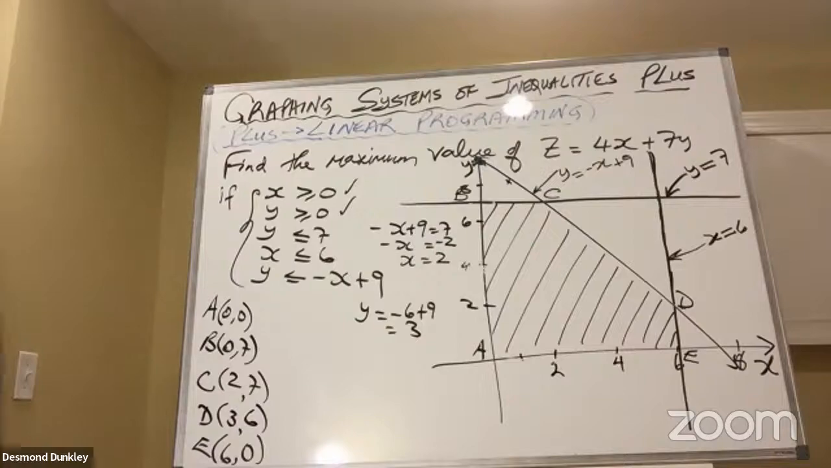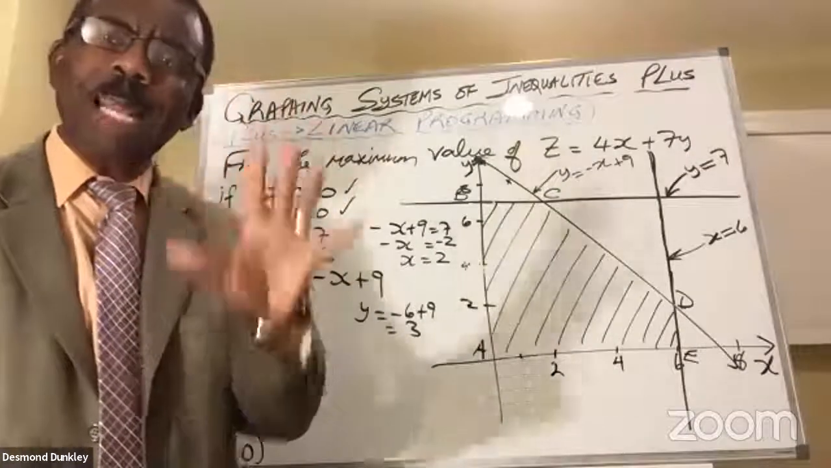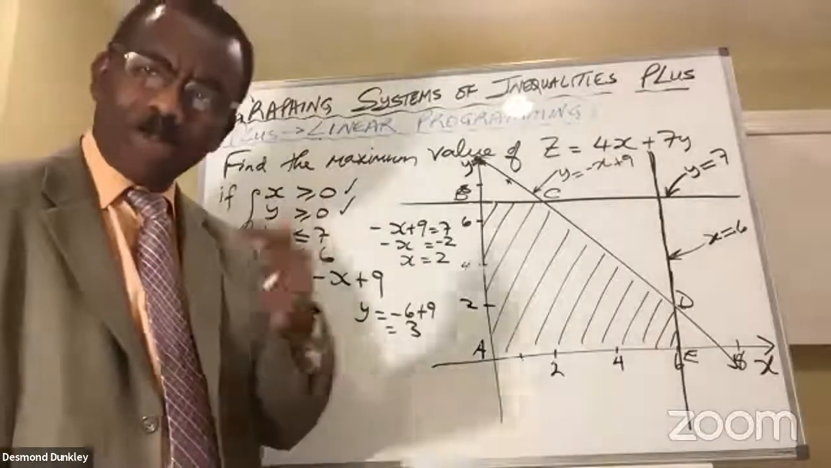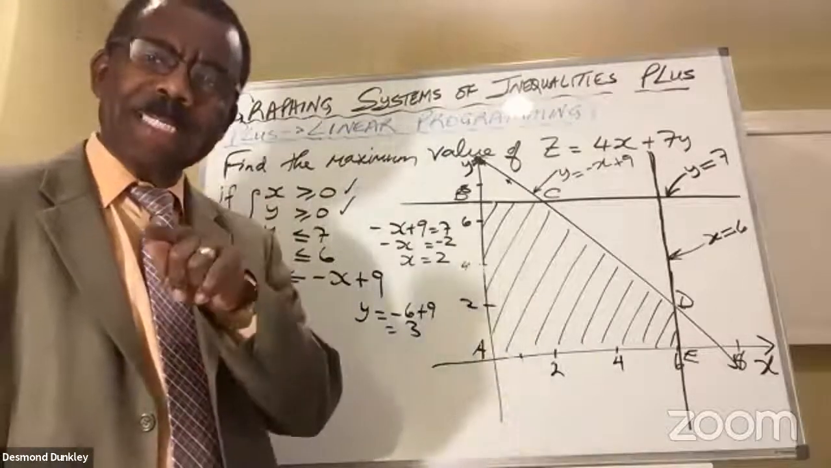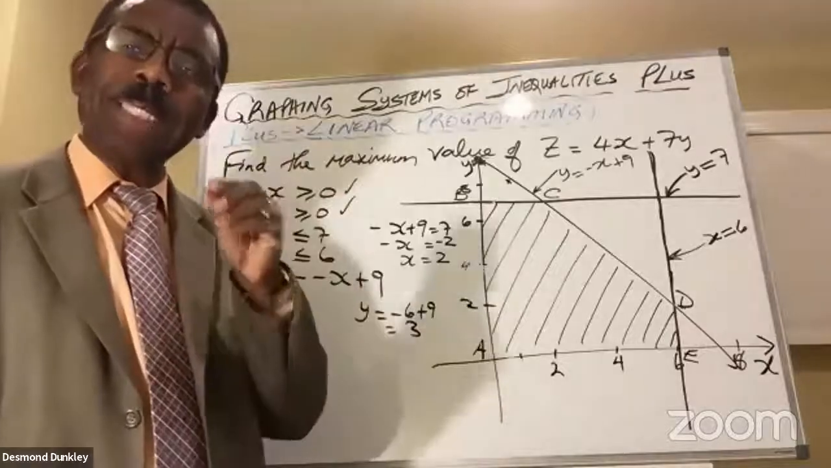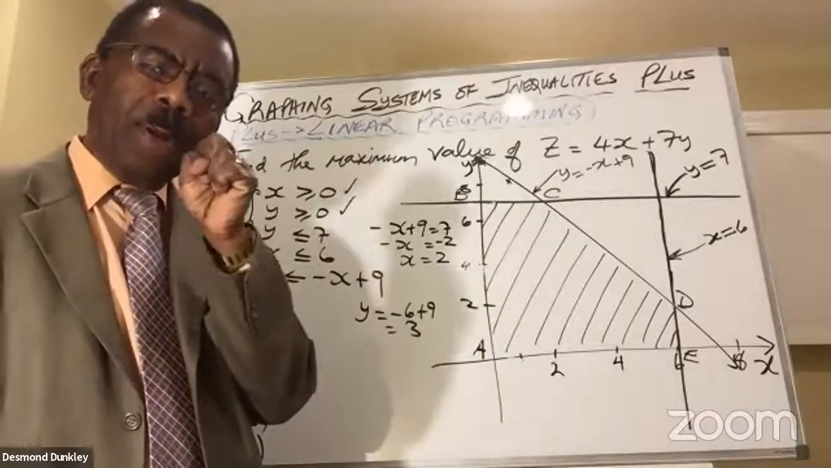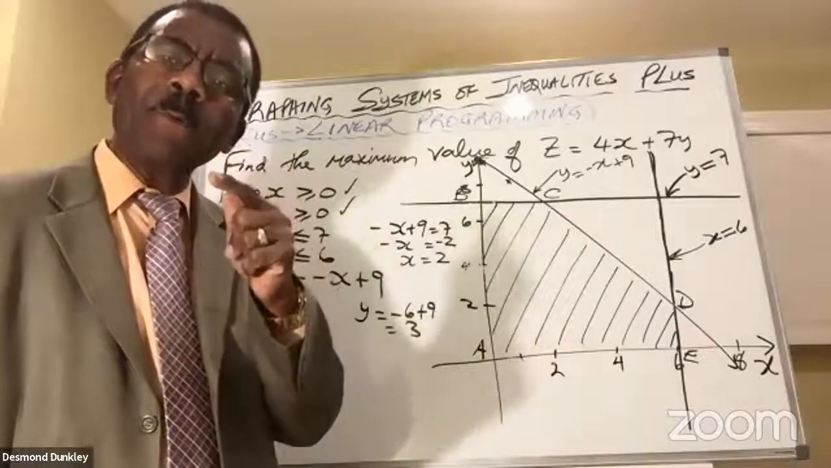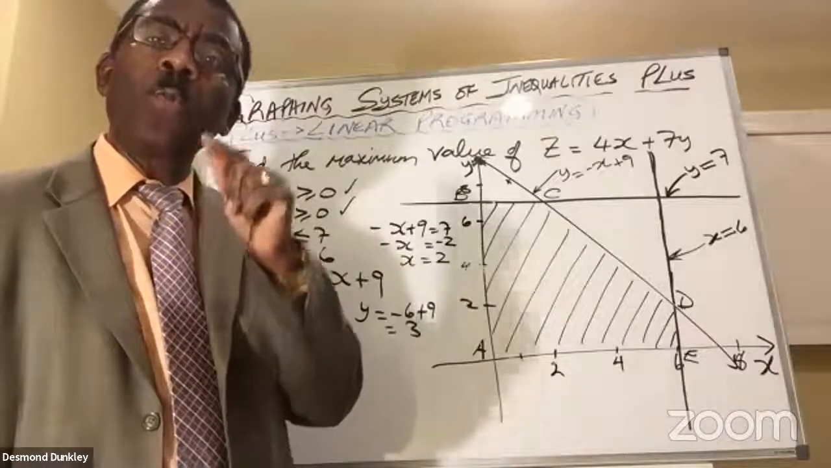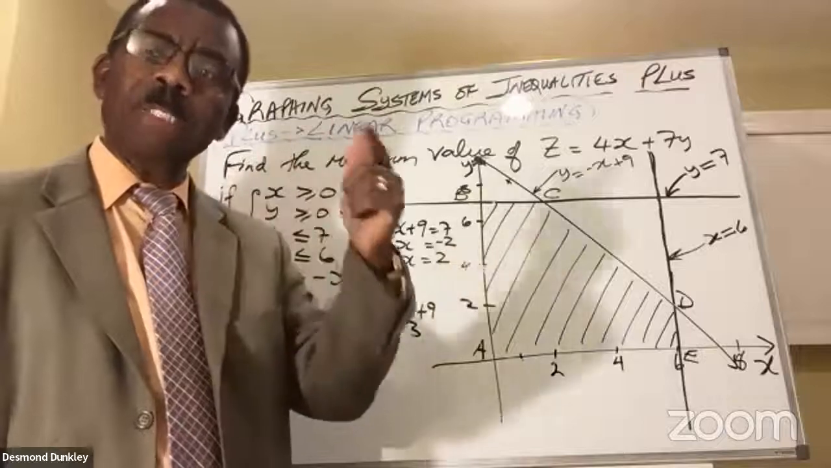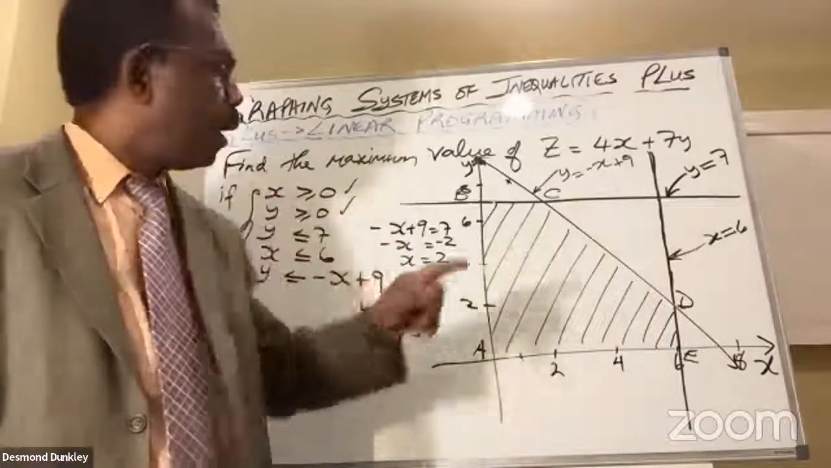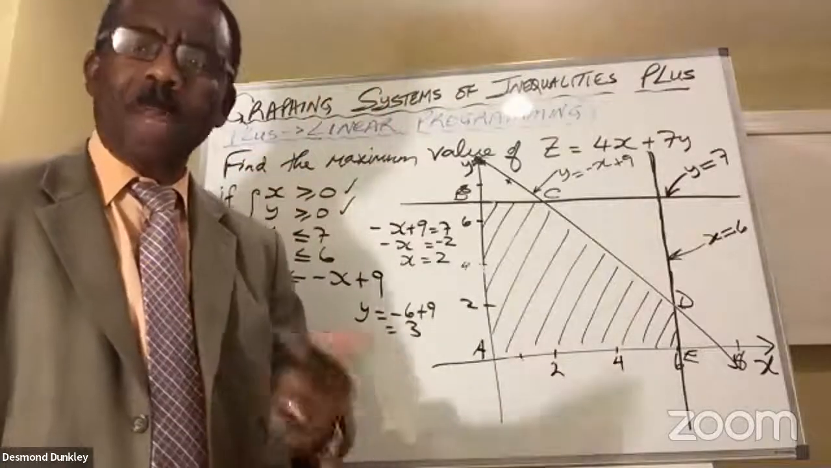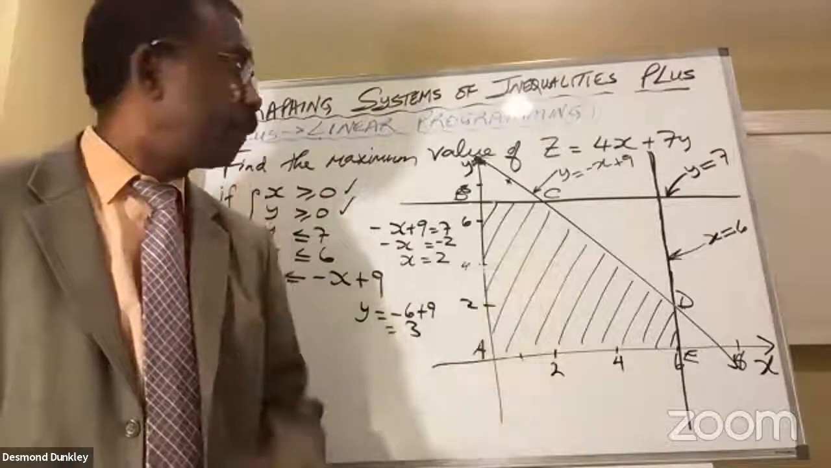Okay? And now we have obtained all 5 vertices. 1, 2, 3, 4, 5. And now we're getting ready to determine the maximum, which is the ultimate objective. What is the maximum? What we learned in linear programming is that your maximum or your minimum will always be at one of the vertices. Somewhere at one of these 5 corners will be your maximum or your minimum.